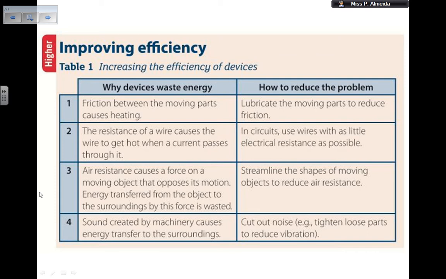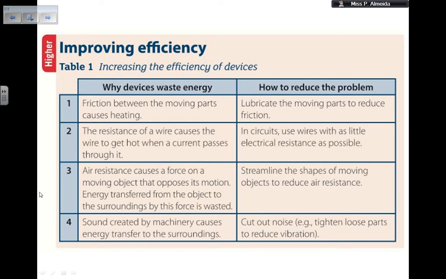Another example is the resistance of a wire. It causes the wire to get hot when the current is passing through it. But I know that if I have certain elements making up my wires, they will have less resistance. I also know that a thicker wire has less resistance. So in circuits, you can use wires with as little electrical resistance as possible, or if you cannot change the element, you can change the thickness of the wire. The thicker the wire, the lower the resistance, okay?